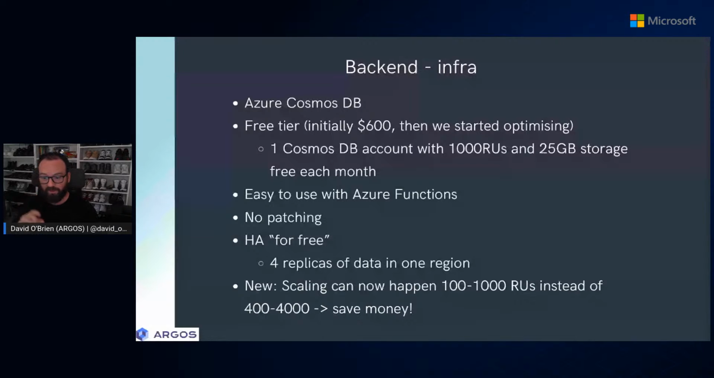And just a very quick news item, basically. A few days ago, Cosmos DB actually announced that auto-scaling can now happen from 100 to 1,000 request units instead of 400 to 4,000 request units. You can actually save quite a bit of money with that on database containers that aren't very active.